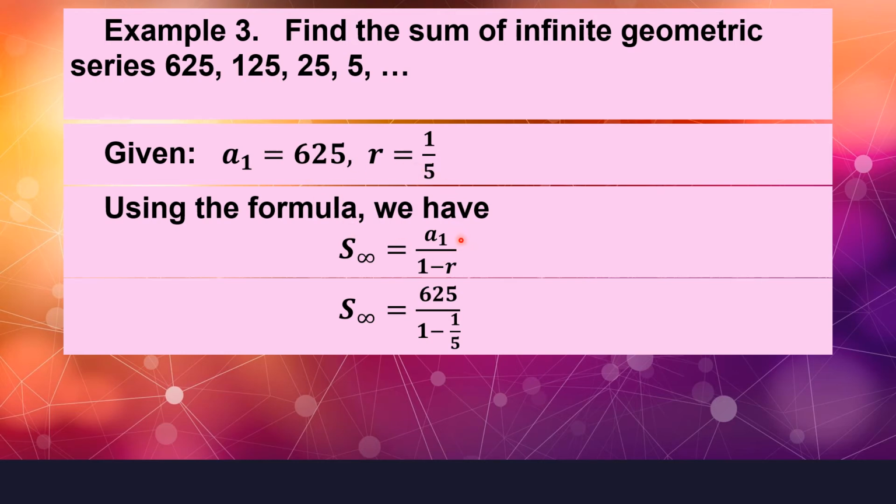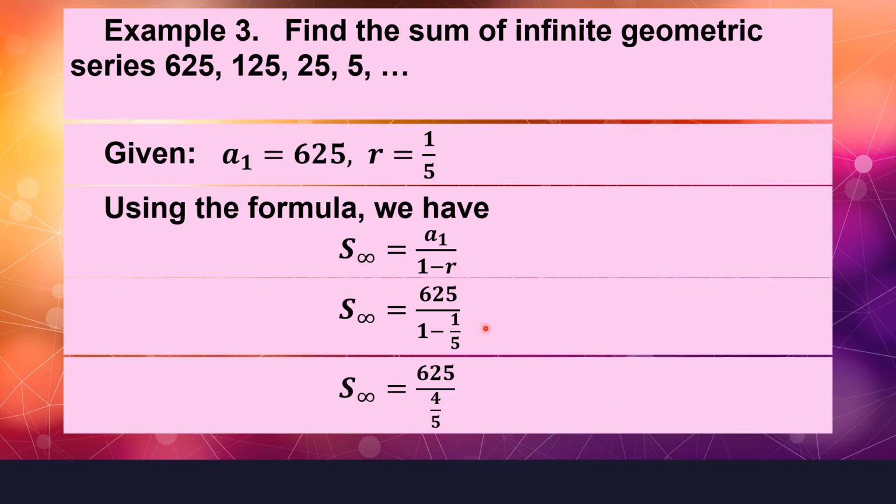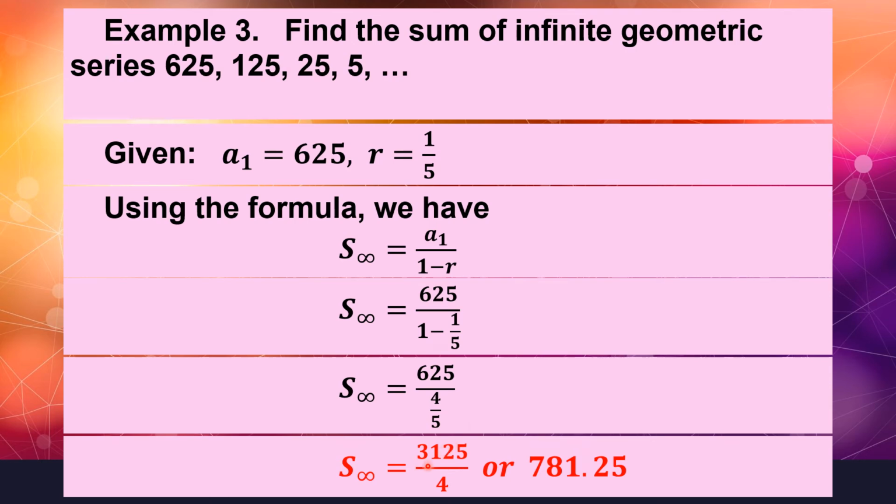So, our A sub 1 is 625 over 1 minus R. Our R is 1/5. Simplifying this, 1 minus 1/5 is equal to 4/5. And 625 divided by 4/5 is equal to 3,125 over 4, or 781.25. The sum of the infinite geometric series is 781.25.